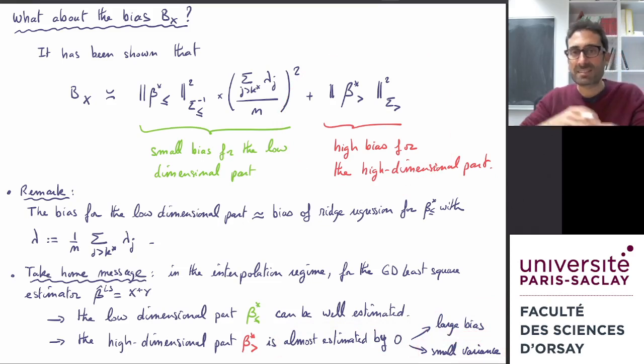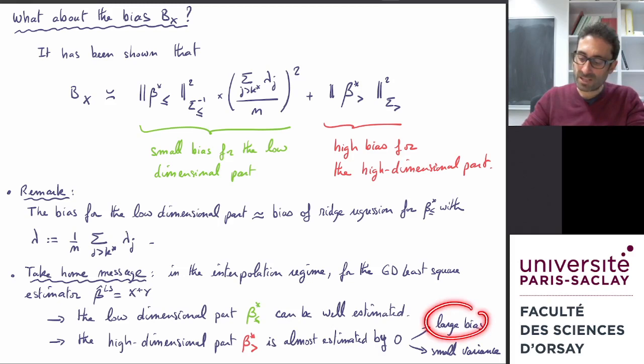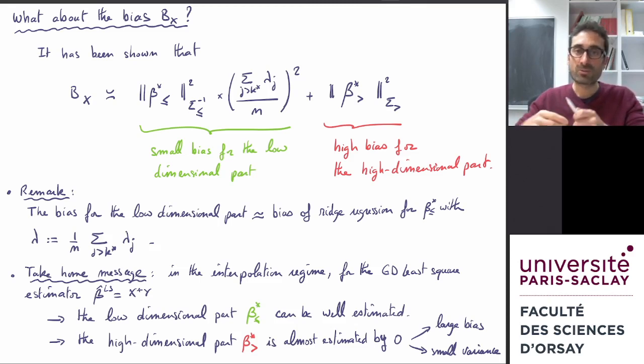As you can see, this is quite counterintuitive compared to what we are used to thinking. The high dimensional part has a large bias, but a small variance. And this is a regularization effect, which is implied by the high dimension. Essentially, you will predict by 0 because a new input will not be correlated with your input from the learning dataset.